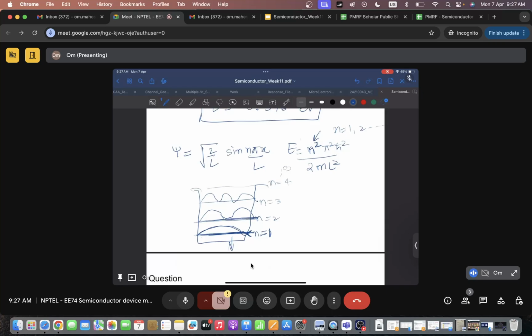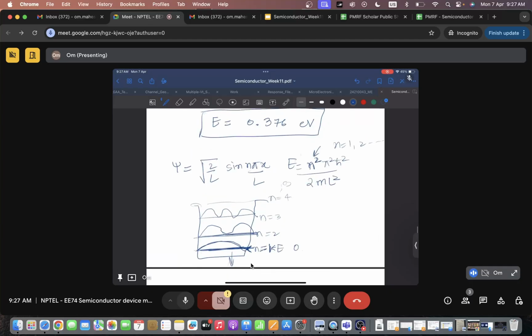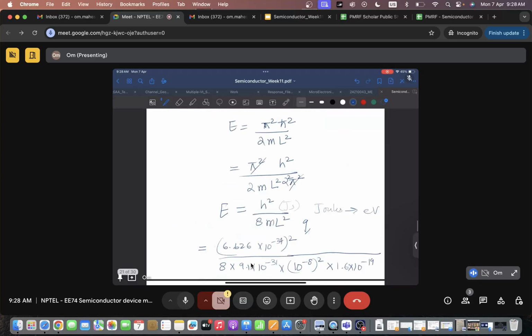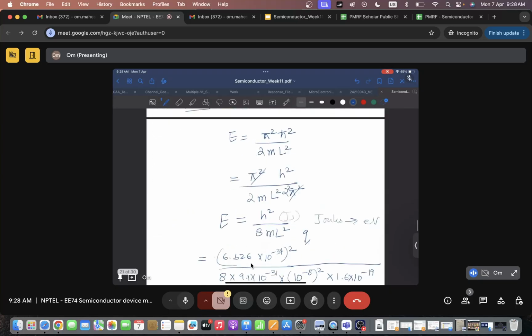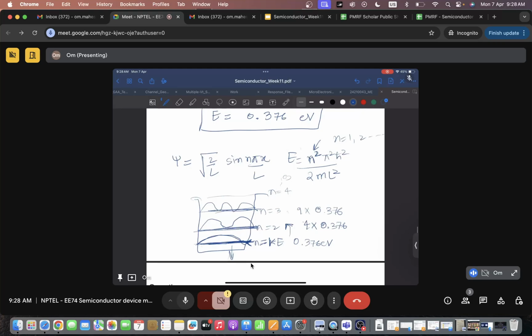It can stay at this energy, let's say corresponding to what we just found, 0.376 electron volt. For n equal to 2, it will be four times 0.376. Here it will be 9 times 0.376. So only these energy levels are allowed for your electron. Since we are talking about electron now, this was the electron mass we all took. So the electron can be there only in these allowed energies.